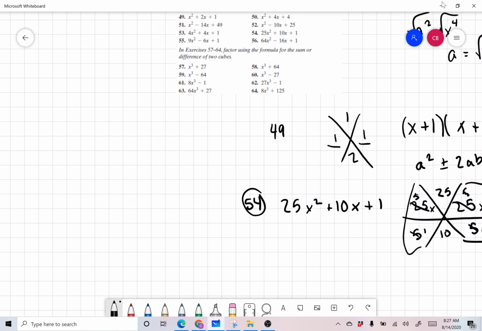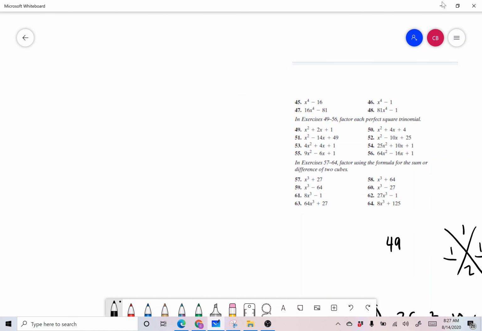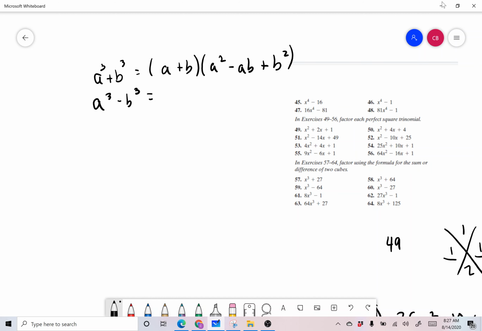Okay, for the last two factoring methods we're going to talk about, you're going to need the following formulas. The first formula is a cubed plus b cubed is equal to a plus b times a squared minus ab plus b squared. And the other version is a cubed minus b cubed is equal to a minus b times a squared plus ab plus b squared. So all I've done is switch these two signs. That's how I memorize it. It's always the same lettering, but you switch that sign and that's the difference.